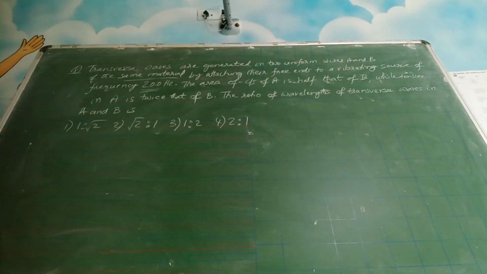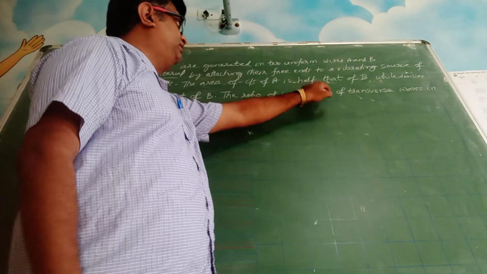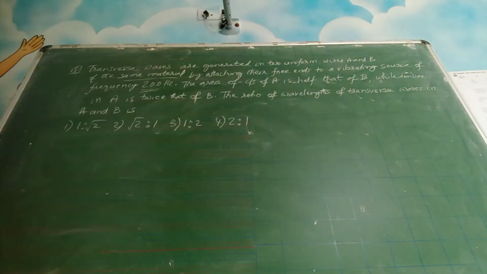This is also one more way of writing the same expression. Let us see this question. Transverse waves are generated in two uniform wires A and B of the same material by attaching their free ends to a vibrating source of frequency 200 Hz. The area of cross section of A is half that of B, while tension in A is twice that of B. Find the ratio of the wavelengths of the transverse wave.